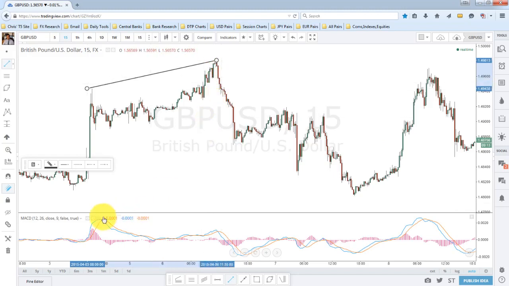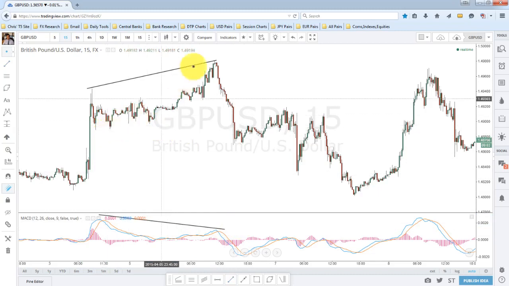Price moving higher. MACD here is cycling lower. Sorry, it's hard for me to draw sometimes. Yep, there we go. Cycling lower. Broke through. Nice sharp cycle. Broke through the lows.